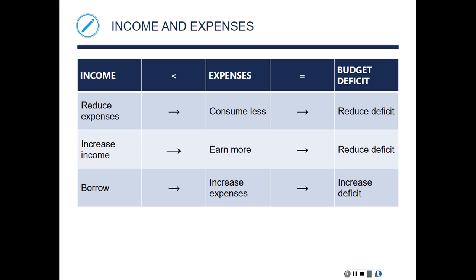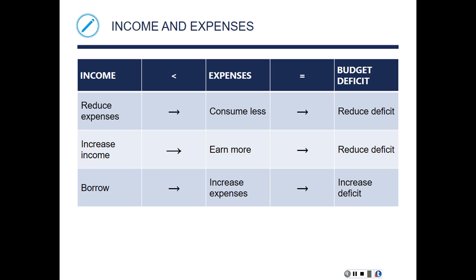Some ways to deal with that deficit: well, we've got to reduce our expenses. So we've got to consume less, spend less going out the door, and get rid of that difference. Or we've got to look on the other side and increase our income. So we either have to make more money from the job we're doing, or we have to look at possibly going out and doing a second job to get more income coming in.